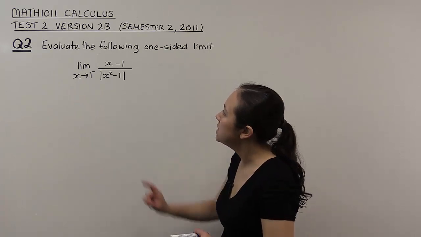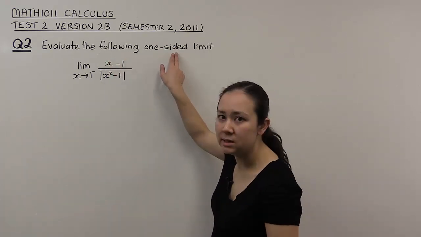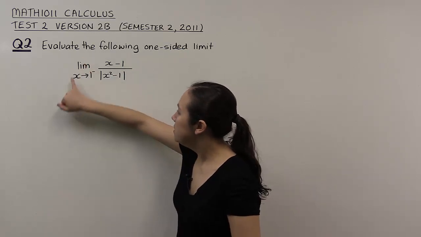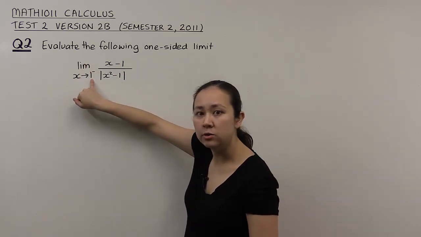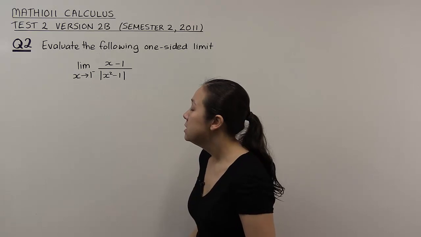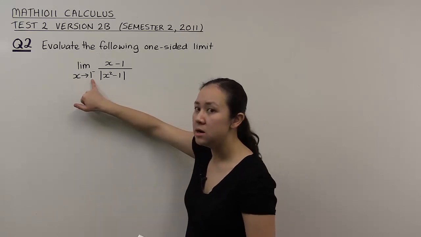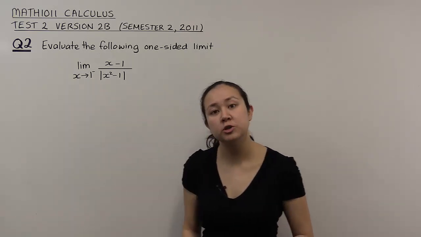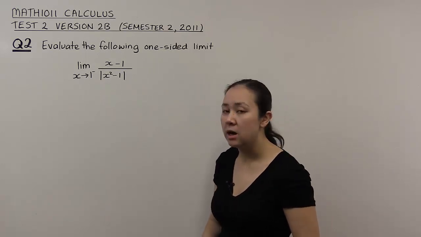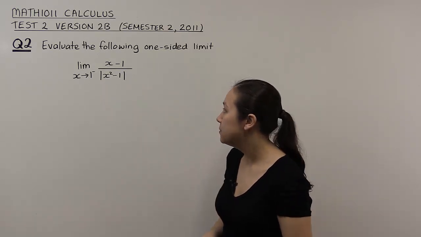Question 2 is asking us to evaluate this one-sided limit. So we can see it's the limit as x approaches 1 with a little superscript of a minus. So this means x approaches 1 but from the left. So we're not approaching minus 1, we're approaching 1 still but from the left.